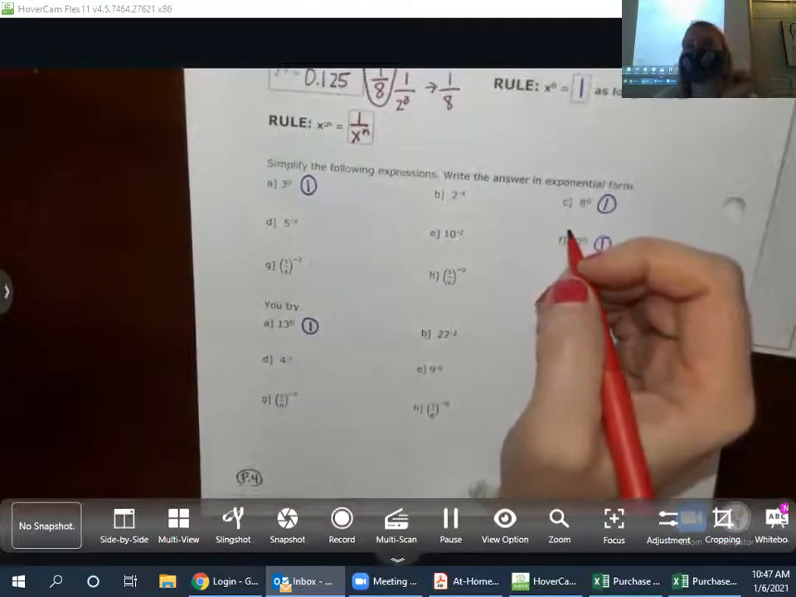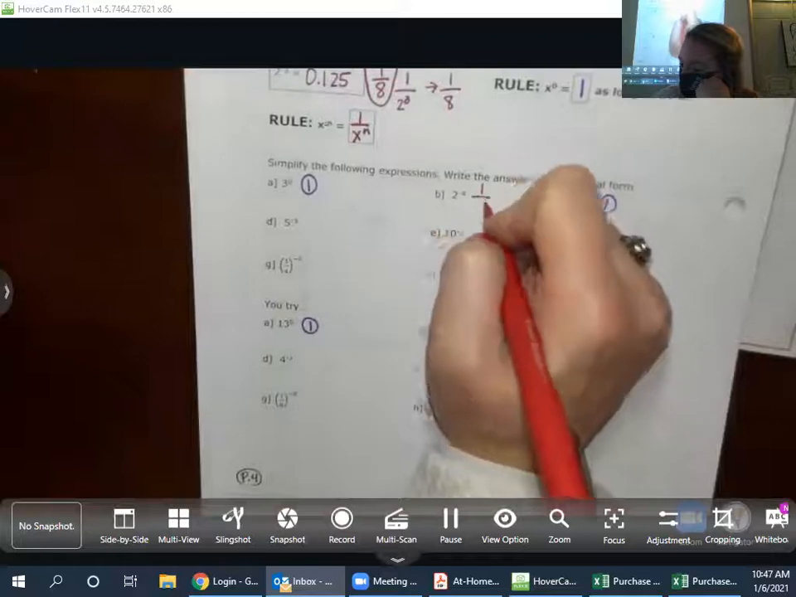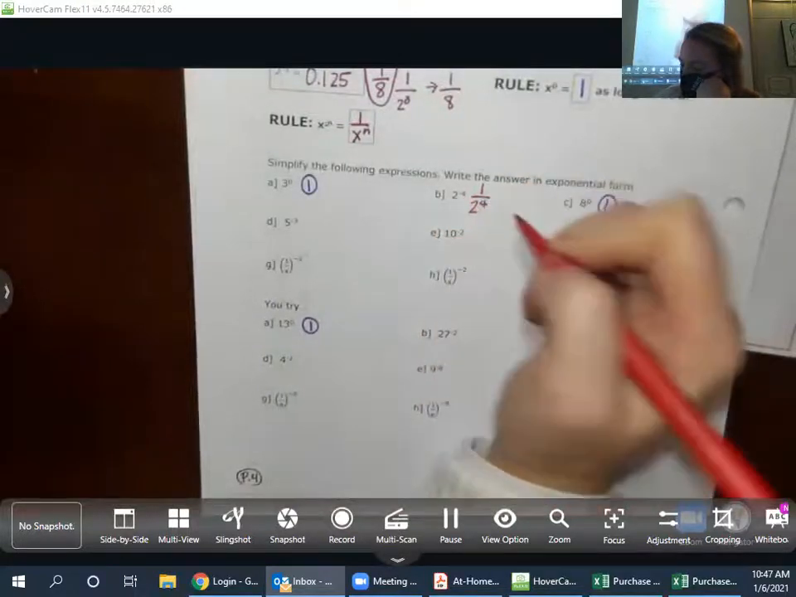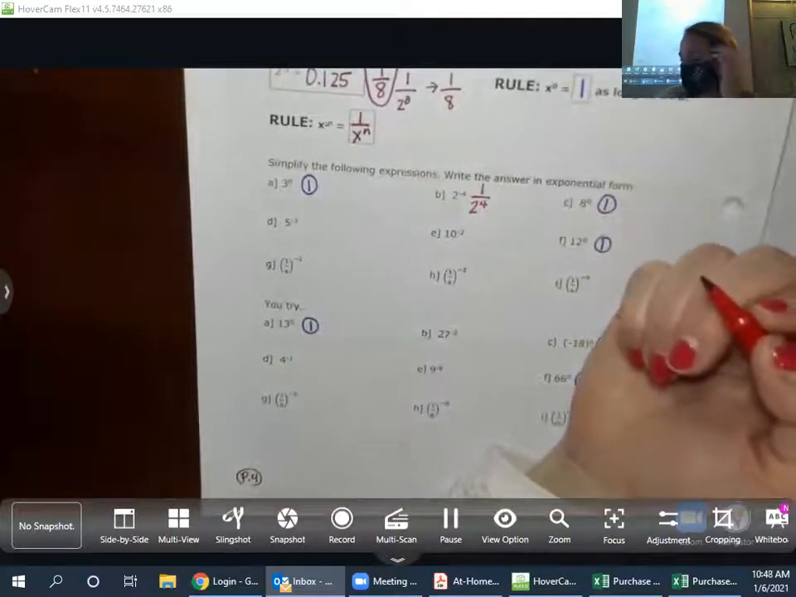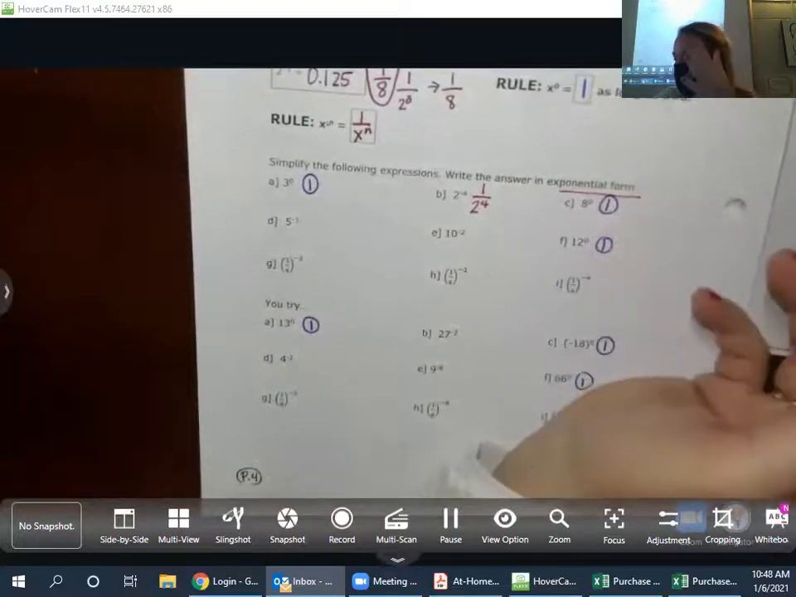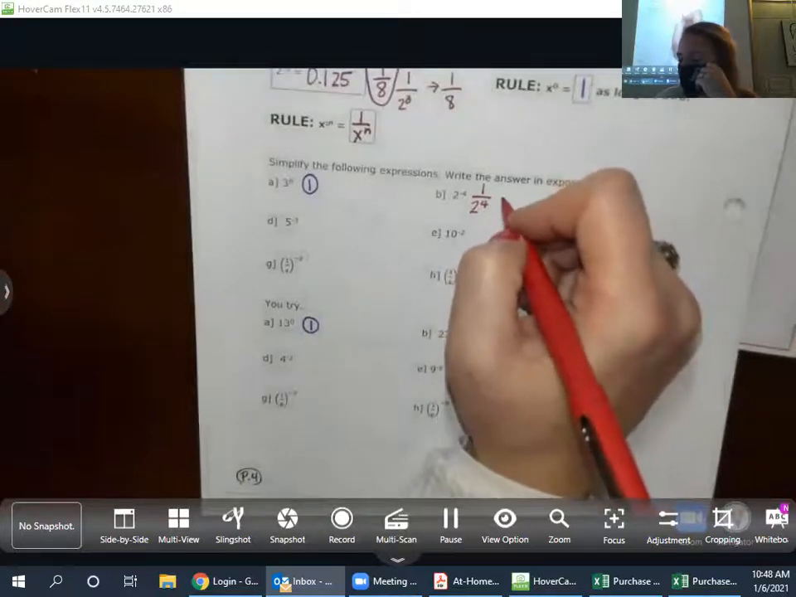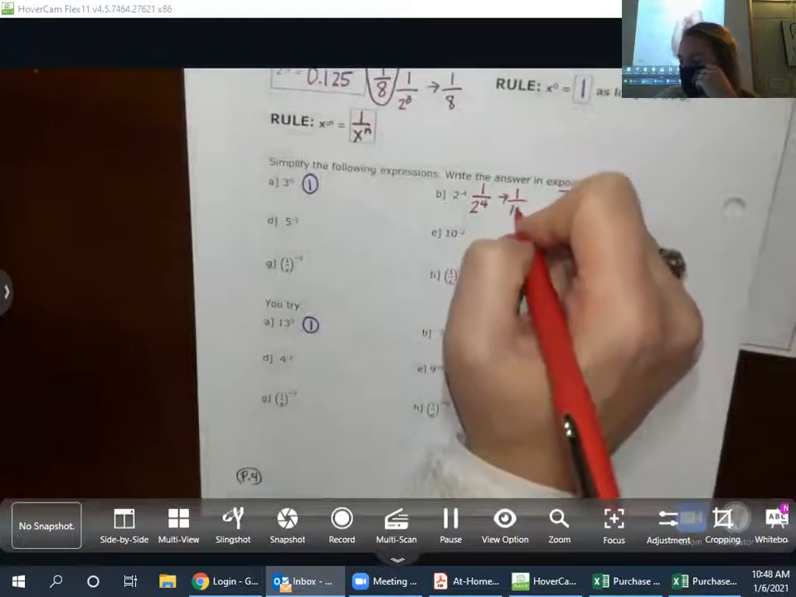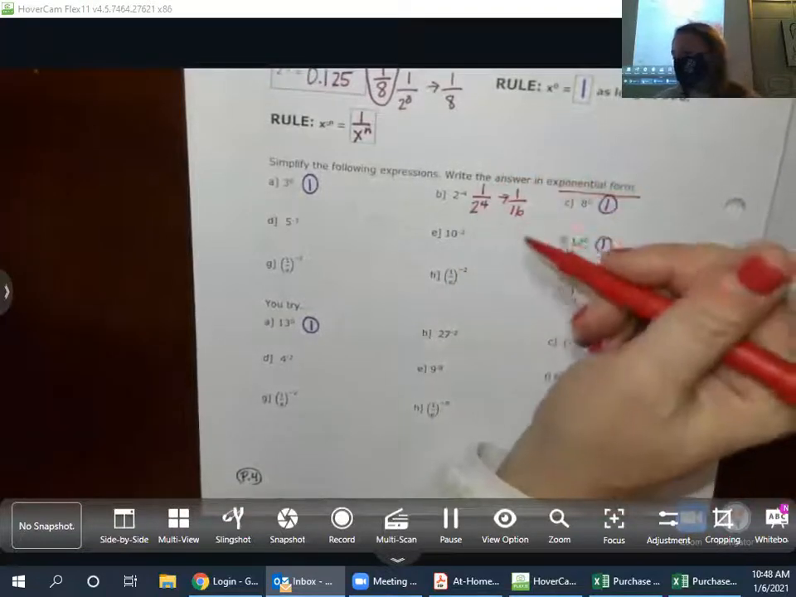So let's start with B. 2 to the negative 4. Well, I told you put it always under a 1. If it's negative, put it under a 1 and make the exponent positive. 1 over 2 to the positive 4. And it says leave it in exponential form, so we're not going to solve it. But if we wanted to, we could see what 2 to the 4th was, which is 16. And it would be 1 over 16. But we can leave it in this exponential form. That's fine.